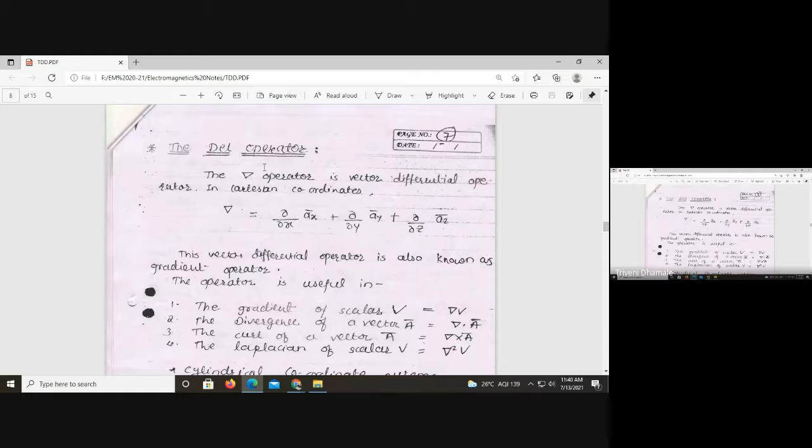Del operator is a differential operator. There are three del operators: in the Cartesian coordinate system, in the cylindrical coordinate system, and in the spherical coordinate system, because coordinates change in different coordinate systems. So this is the Cartesian coordinate system. One by one we can see.